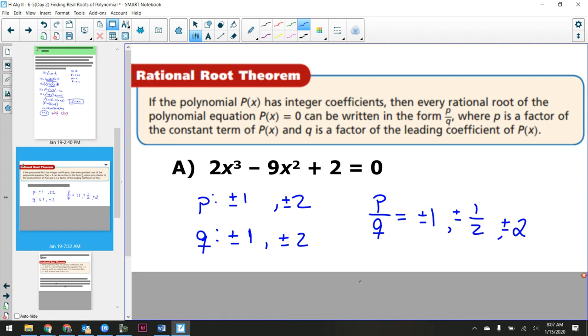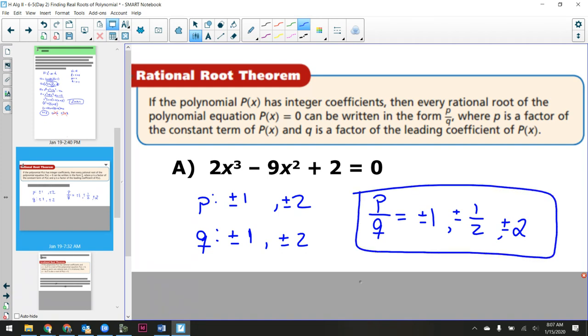Okay, now let's go. +2 divided by +2. What is that? 1. It's already on my list. Perfect. Don't rewrite it. And then I would have +2 divided by -2. Get a -2. Or -1, excuse me. So now, this is my P over Q list.